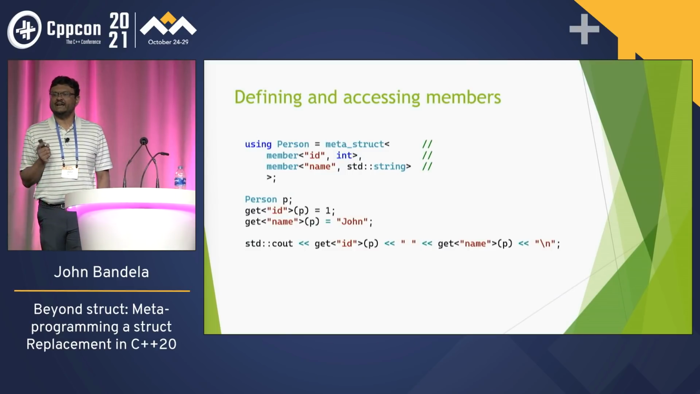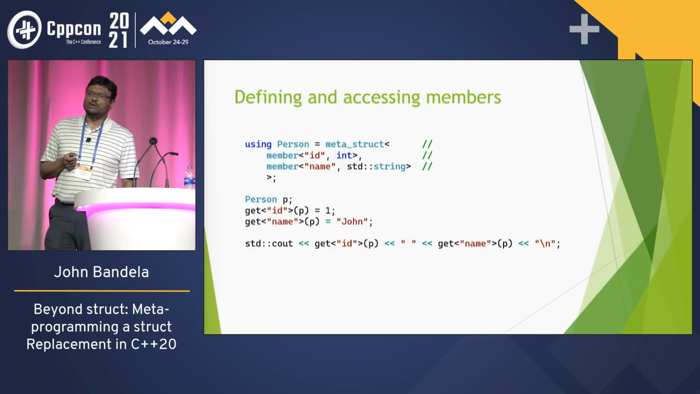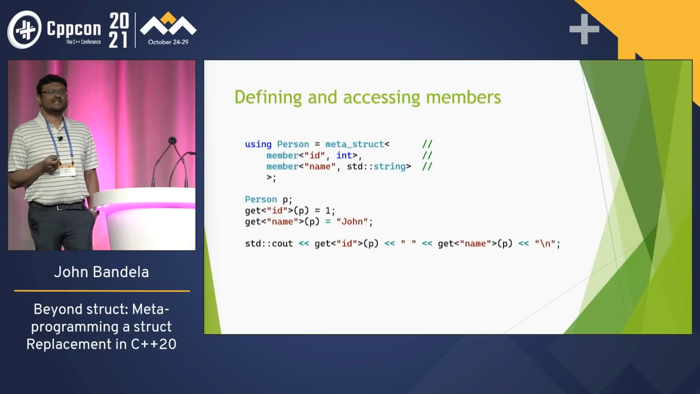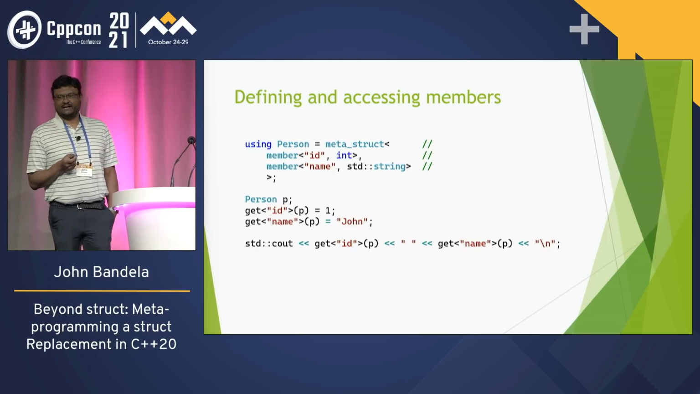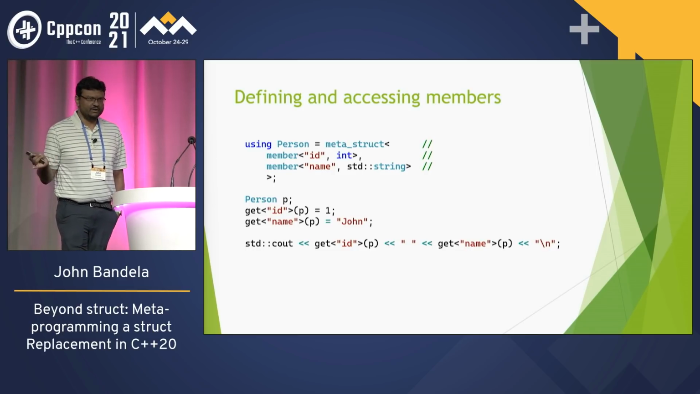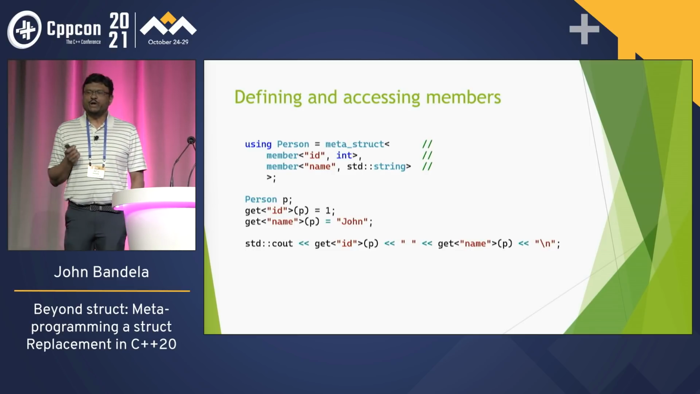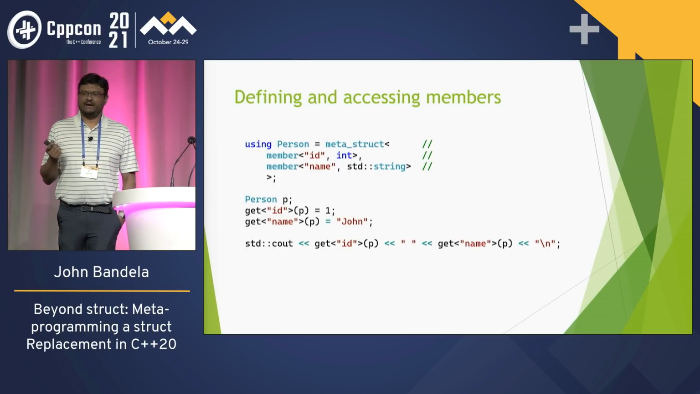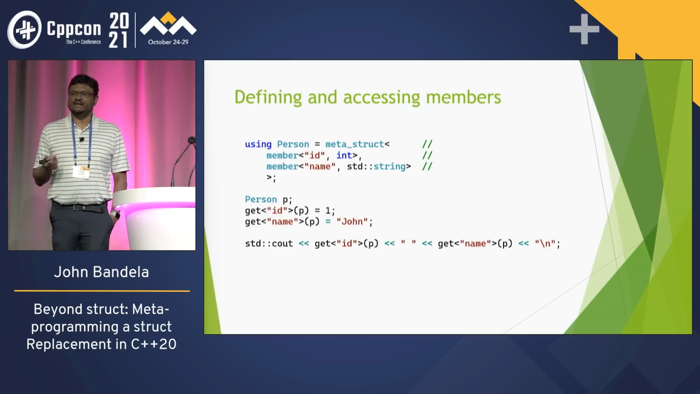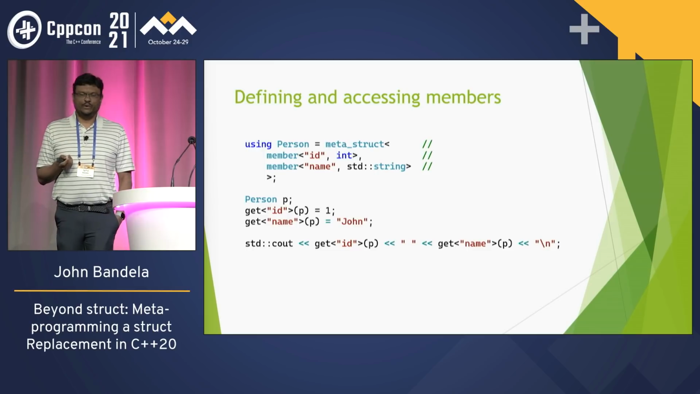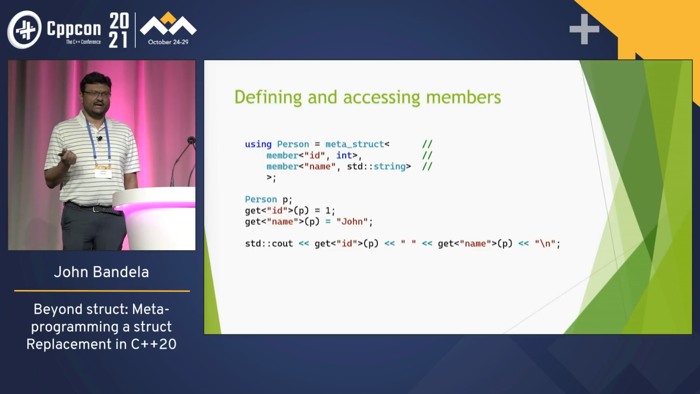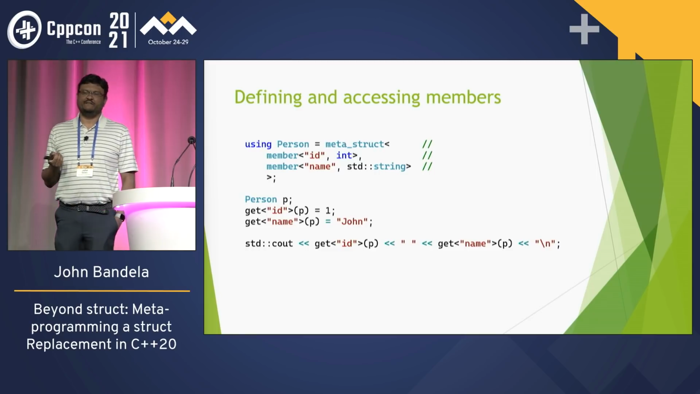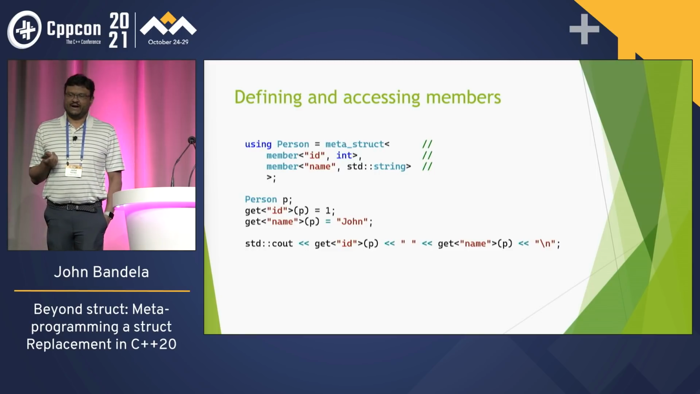So how do we define and access members? What we do is we're going to create this struct called metastruct, and we specify it using this template called members. I'm ignoring all namespaces and everything. So we have a person that we define as a metastruct, and a member, and we have an ID and a name. And we can get via tuple, except instead of providing an index, we provide a string, and we can set it and we can access it.